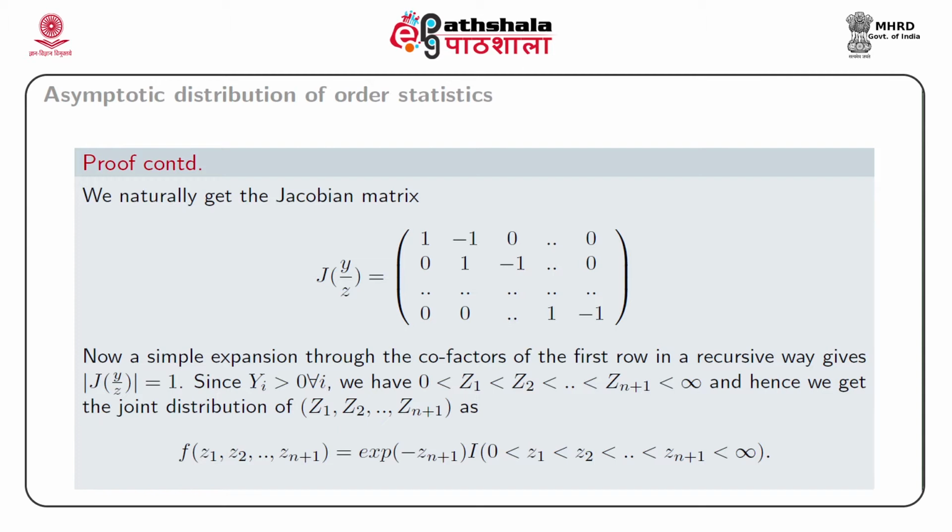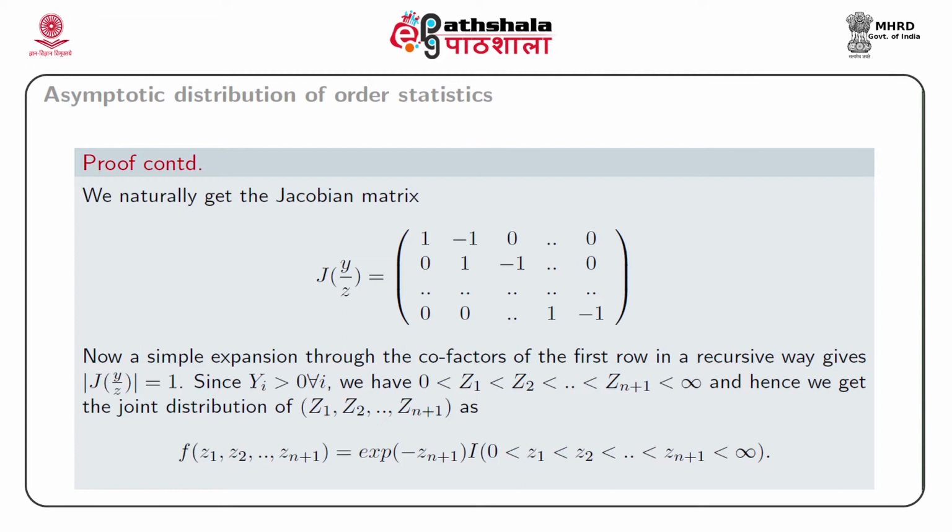Now one can observe that the first row contains two non-zero elements, and the first column contains only one non-zero element. So if we expand the determinant of this matrix using the cofactors of the first column, we find in a recursive way that the determinant of this Jacobian is 1.